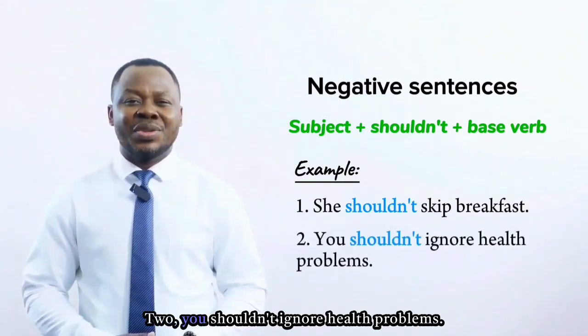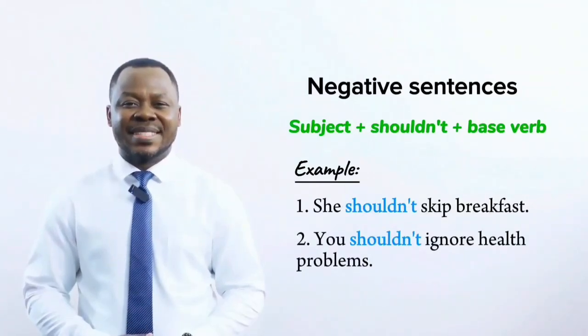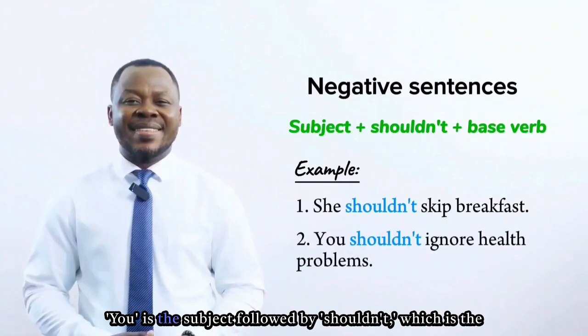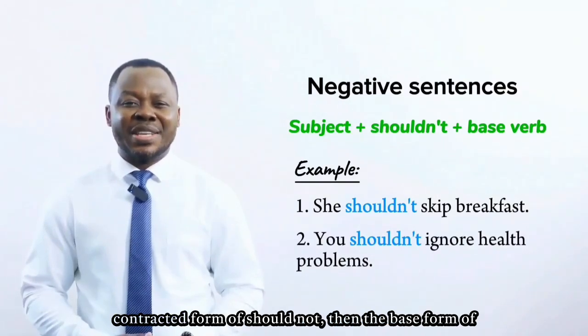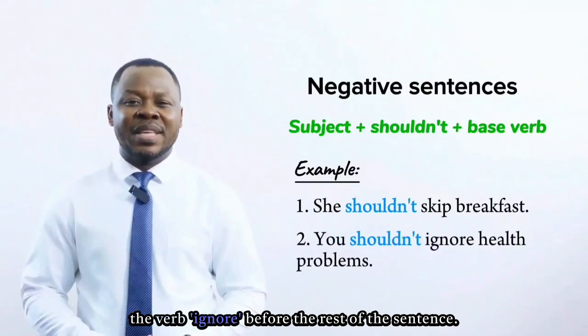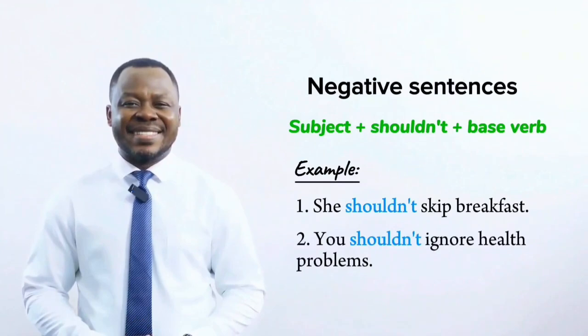Number 2. You shouldn't ignore health problems. You is the subject, followed by shouldn't, which is the contracted form of should not, then the base form of the verb ignore before the rest of the sentence.